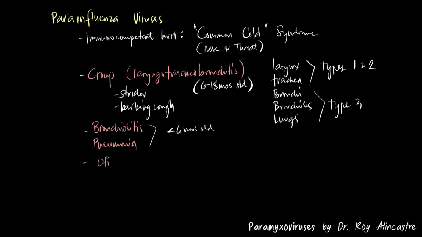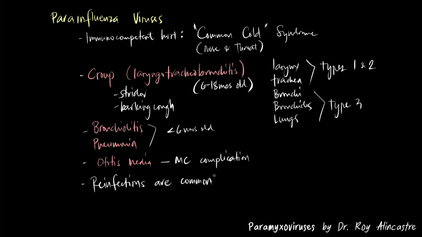The most common complication of parainfluenza virus infection is otitis media, or infection of the middle ear. Reinfections are common, by the way, throughout childhood and even in adults, although it is milder by then because of the presence of antibodies elicited by earlier infections. So actually, despite having protection against reinfection in the form of secretory IgA antibodies, these antibodies disappear within a few months. So that's why reinfection can happen.